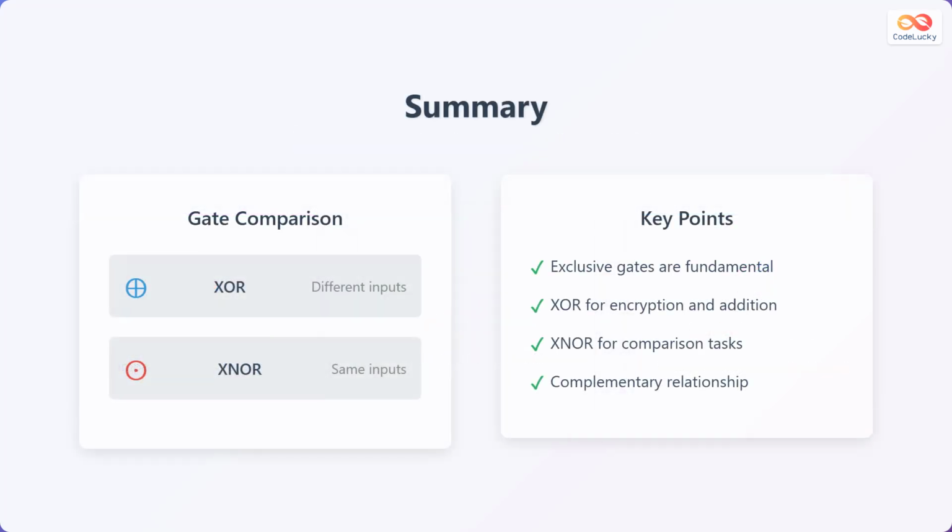Let's summarize the key differences and applications of the exclusive gates. The XOR gate produces a high output when the inputs are different, while the XNOR gate does so when the inputs are the same. Key points to remember include that exclusive gates are fundamental components in digital logic. The XOR gate is useful for encryption and addition, while the XNOR gate is useful for comparison tasks. Both gates have a complementary relationship, since XNOR is just the inverse of the XOR gate.